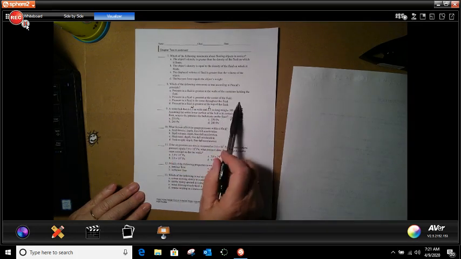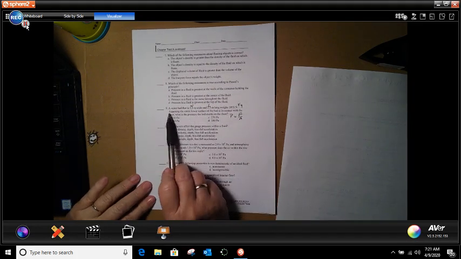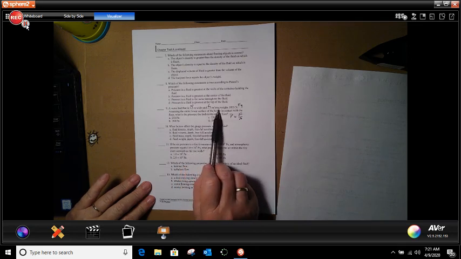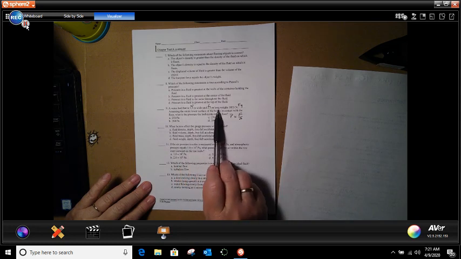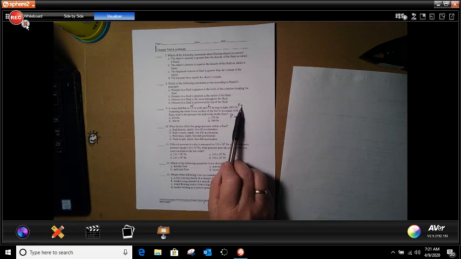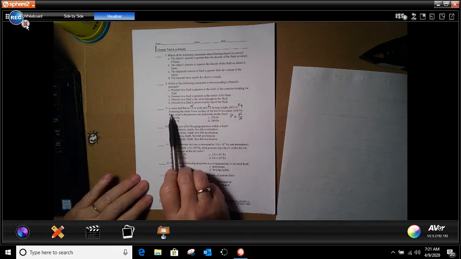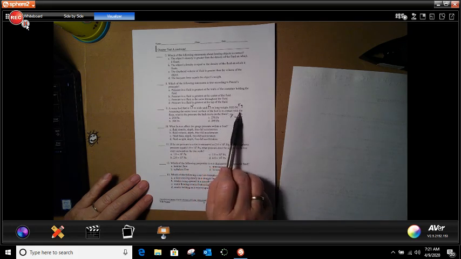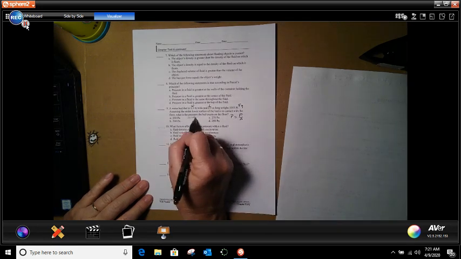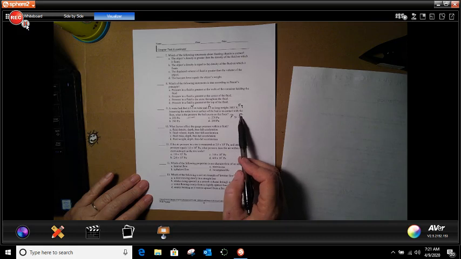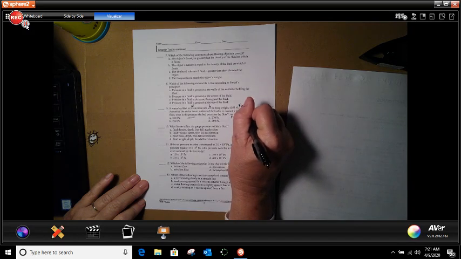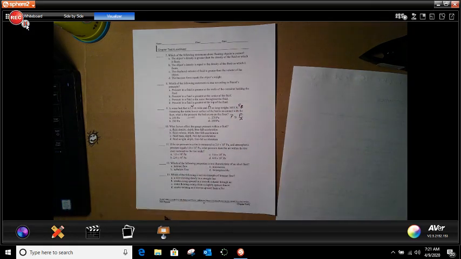So 7 and 8, and number 9 tells you a waterbed is 1.5 meters wide and 2.5 meters long. So that's your width and your length, and it has a weight of 1,055 newtons, which is your force of gravity, excuse me. Assume that the entire lower surface of the bed rests on the floor, and find the pressure the bed exerts on the floor. So we are looking for pressure here, and to find pressure, you take force divided by A. To get A, which is area, you would have to do length times width to get the area.